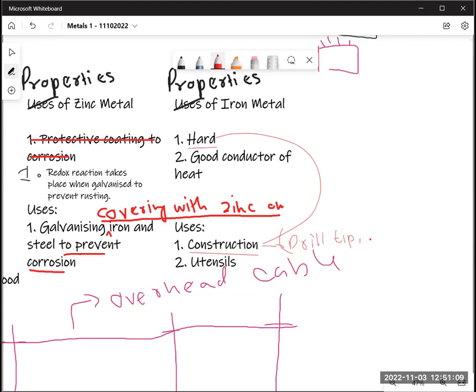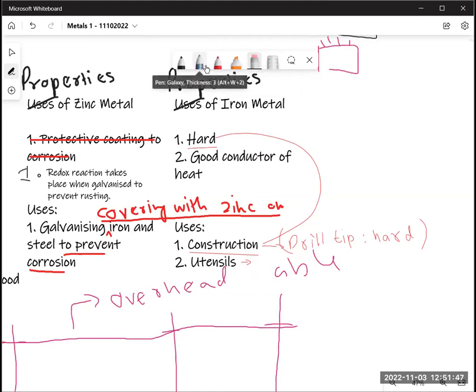So just write here drill tip, and because it's hard, like diamond. Now diamond is also used for drill tips, by the way, because they're very hard. They're not soft like zinc. Let's say if you push it, it's not going to bend easily. Like copper will bend easily, right? But iron will not bend. That's a good thing. Write this, tell me when you're done. And for utensils, the reason is that it is a good conductor of heat. Okay. Done, sir.